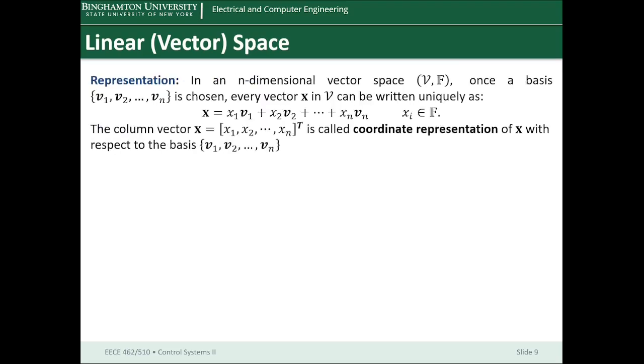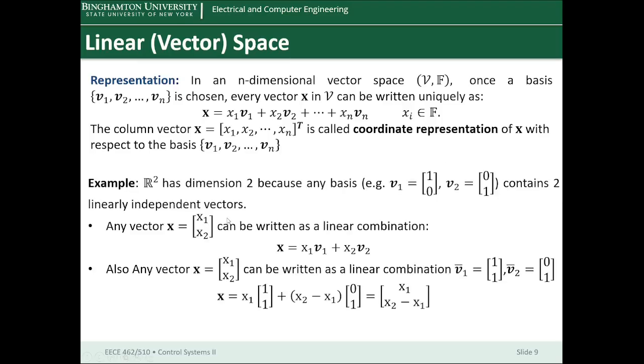So far, we have seen that a vector space can have infinitely many different bases. Depending on the chosen basis, every vector can be expressed uniquely as a linear combination of those basis vectors. Formally, if v1 to vn is a basis for a vector space V, then any vector x can be written uniquely as x equals x1 v1 plus x2 v2 up to xn vn, and xi are scalars in F. (x1, ..., xn) is called the coordinate representation of x with respect to the basis v1 to vn.